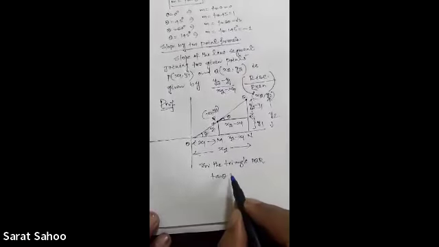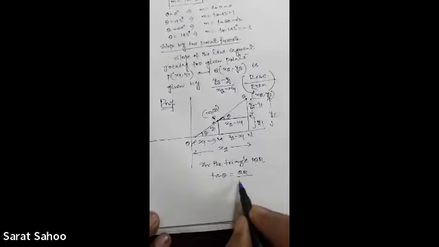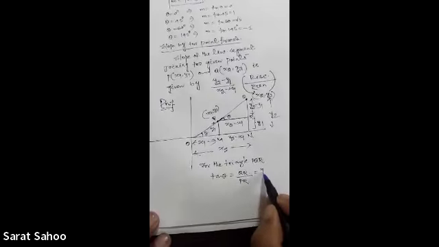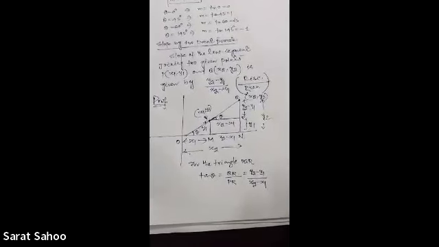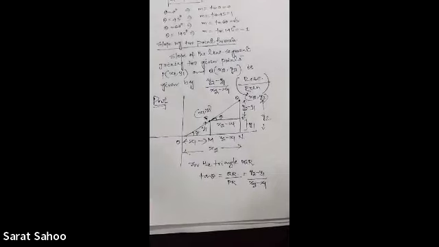Tan theta is equal to QR upon PR, that is (y2 minus y1) upon (x2 minus x1). Okay, is it clear?